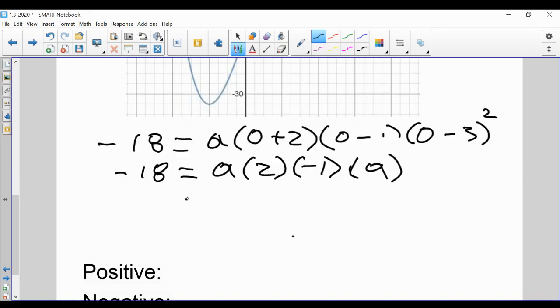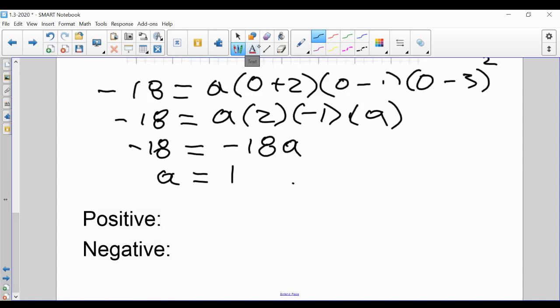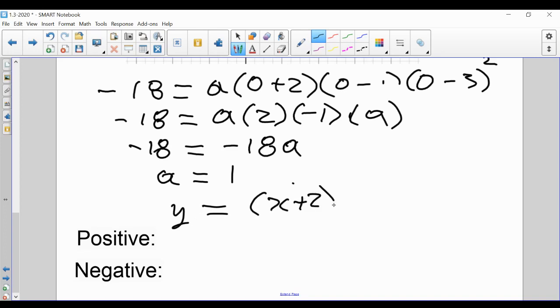So this side is going to become minus 18a is equal to minus 18. So clearly a is equal to 1. Okay, thank you, Joel. So my equation now is going to become, I don't need to put that 1 in the front. So y equals x plus 2, x minus 1, x minus 3 squared.